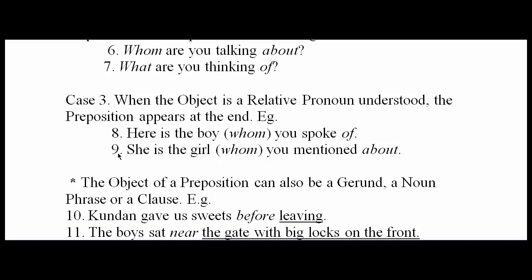Likewise, in the 9th example, she is the girl whom you mentioned about. If you have whom here, it is understood that it refers to the girl. This relative pronoun is understood. In such a case, the prepositions of and about can be placed at the end of the sentence, or they occur after the noun or pronoun they govern.